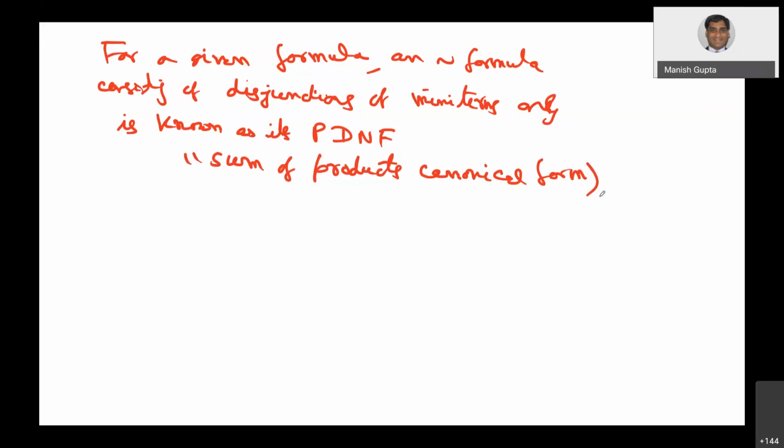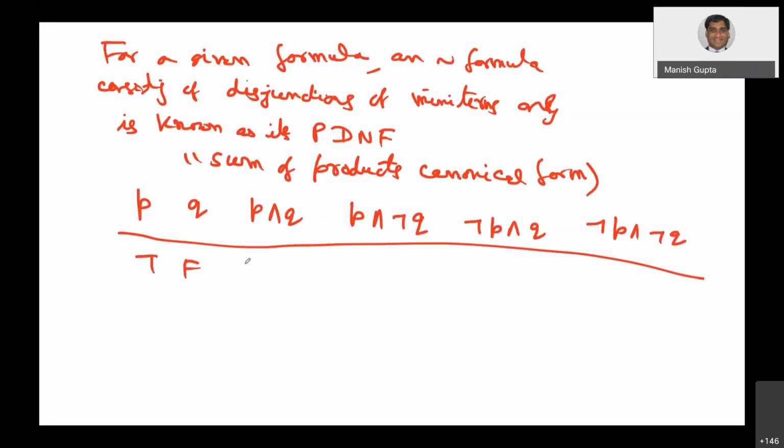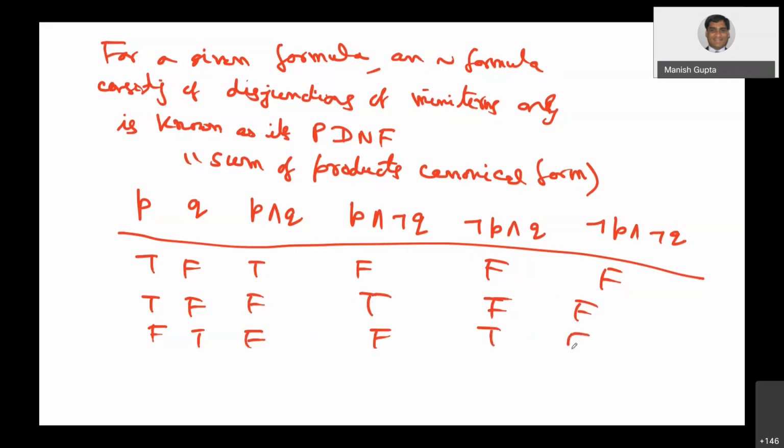Okay, so now I think I can give you the truth table for these things. You see P, Q, P meet Q. For these min terms, I am just computing this truth table. Negation of P, negation of Q, negation of P meet negation of Q. Now you can see that if this is true, this is false, this is true, this is false, and so on, and finally this is true.